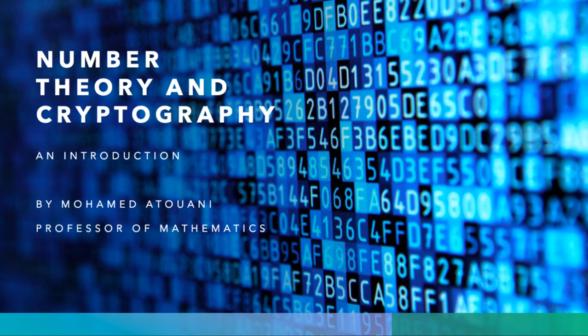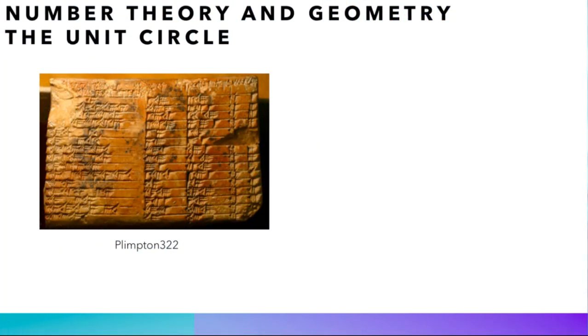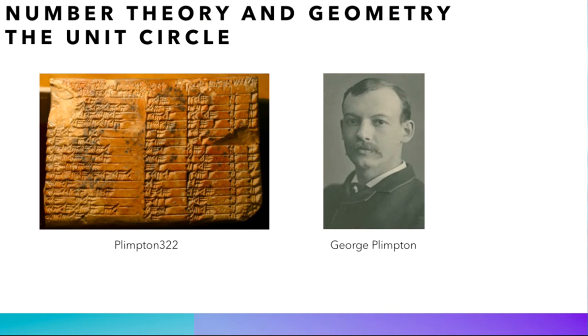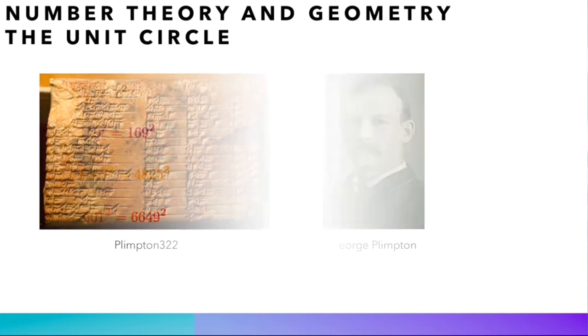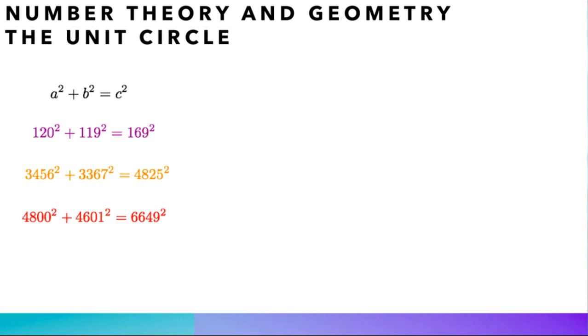In this second part of Lecture 2, we reach back to the oldest known mathematical problem, namely the Pythagorean triples, which is in the intersection between number theory and geometry. This problem is the subject of a Babylonian clay tablet given by George Plimpton to Columbia University, known as Plimpton 322. It contains, as you can see on the screen, sophisticated integer solutions to the equation a squared plus b squared equals c squared.